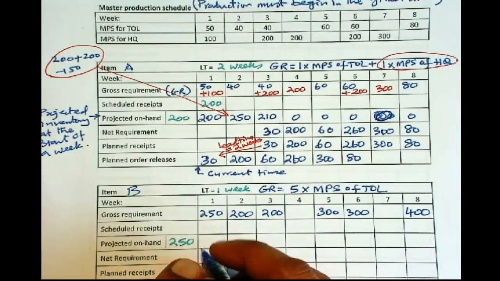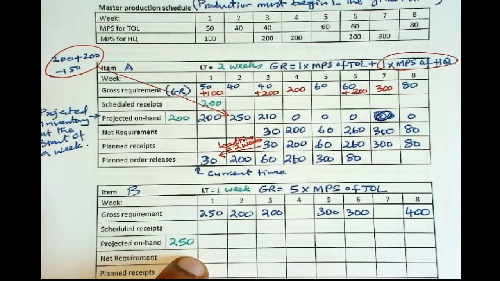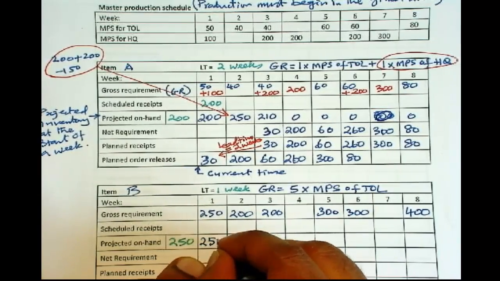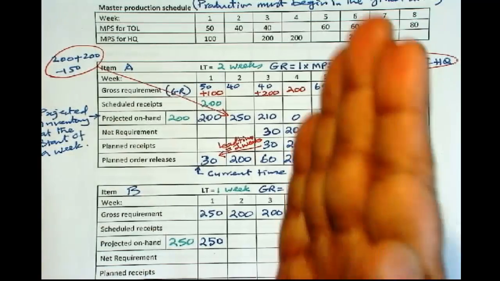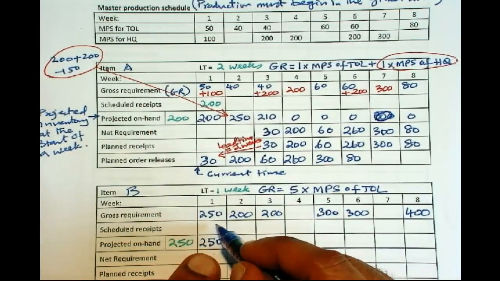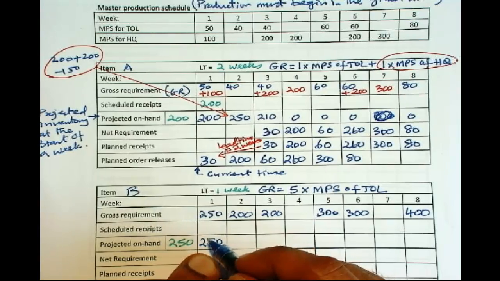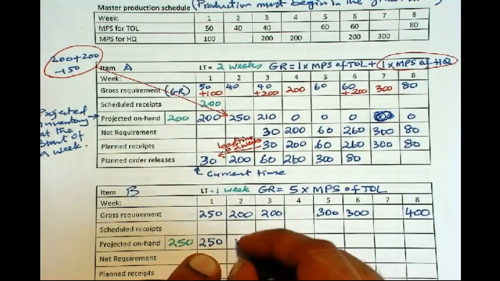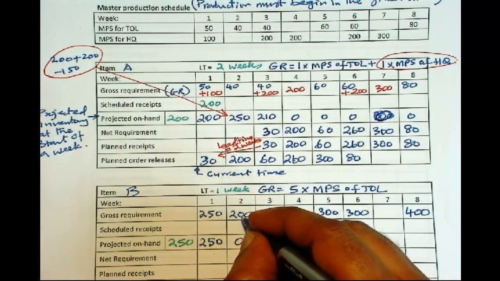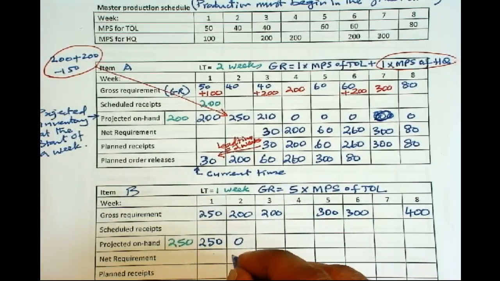So here, 250 is the available on hand at the beginning of week 1. Now nothing is coming in and 250 is going out. So projected on hand for week 2 is 0. So now the net requirement is 200 itself.